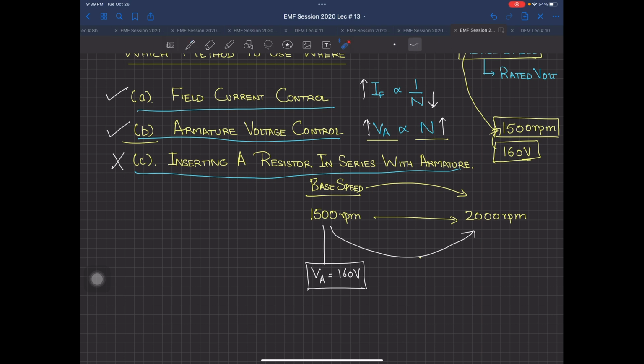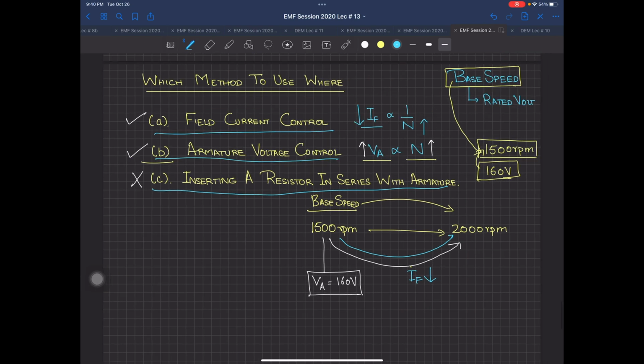So here the method of field control will actually come into play. What I mean by this is that I know when the field current increases, my speed decreases. So now, instead of increasing the field current, if I decrease my field current, my speed will increase. And this is the same thing I want over here. If I decrease my field current, my speed will increase.